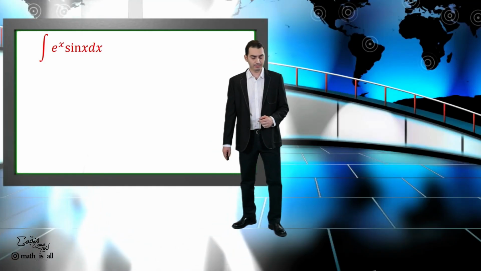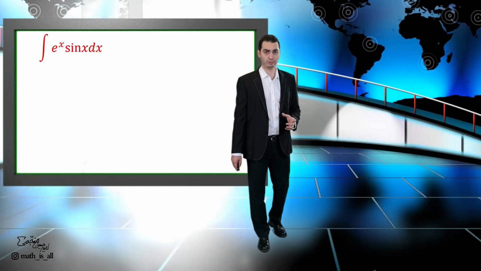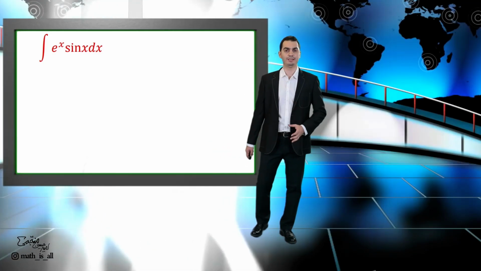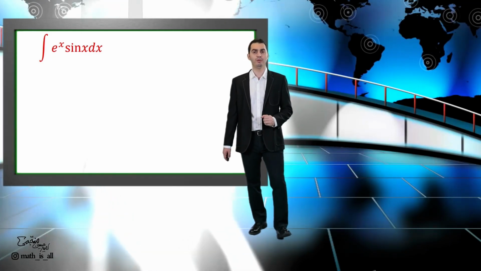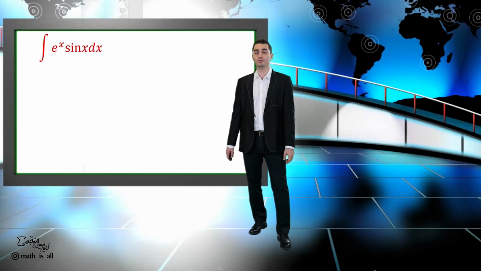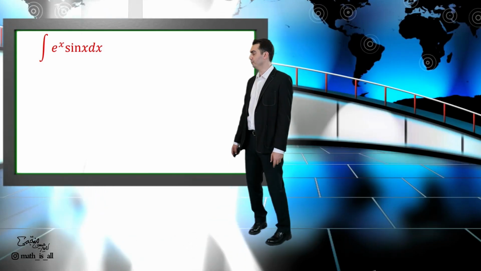The integral of e to the power of x times sine x has become quite interesting. Up until now, we have only dealt with algebraic functions multiplied by trigonometric or exponential ones. But now an exponential function has appeared alongside a trigonometric one. Let's see how we are going to find this.